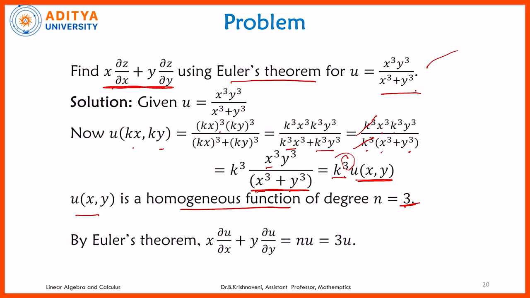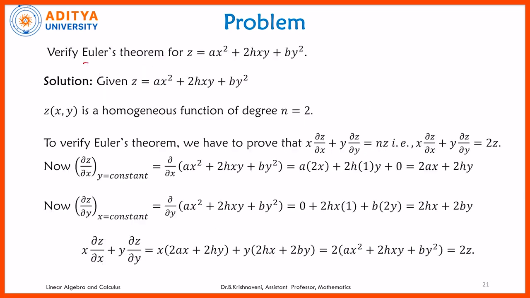Now by Euler's theorem, we know that x ∂u/∂x + y ∂u/∂y is equal to nu. Here n is equal to 3, so it is 3u. You can simplify easily by using Euler's theorem. Now the second question is about verifying Euler's theorem.